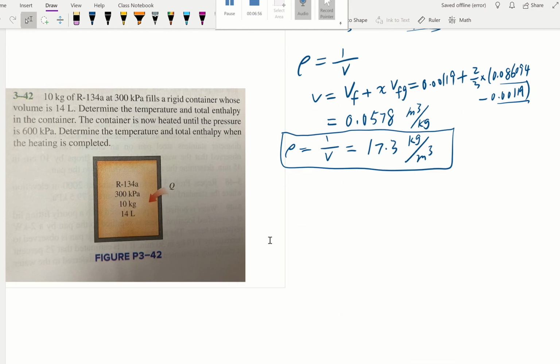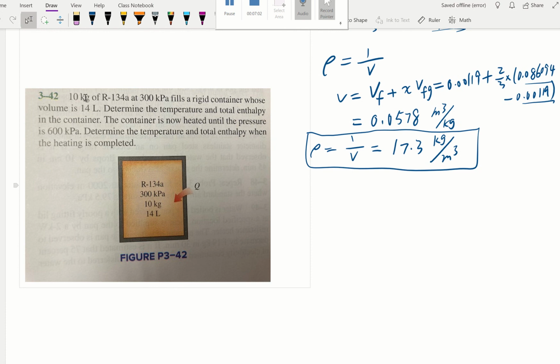Now let's look at the next one. This problem, 3.42, has 10 kilograms of R134a. The reason I chose this problem is that we are going to introduce the R134a tables. So far we have always been dealing with water, so the steam table, but R134a has a set of tables as well. So be mindful when you're solving the problem.